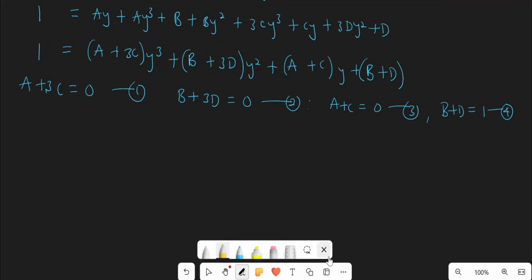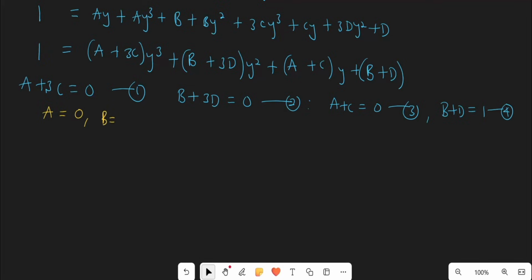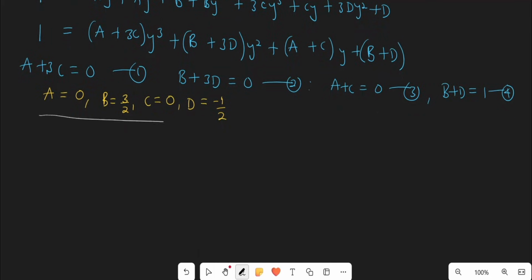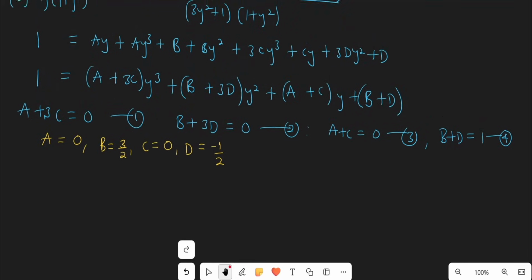And now when we solve these four equations simultaneously, the values of a, b, c, and d that will satisfy them will be a is 0, b is equal to 3 over 2, c is equal to 0, and d is equal to negative 1 over 2. So this is negative 1 over 2. So you can verify by plugging in the values, and those will be the values for a, b, c, and d that will satisfy the equations.